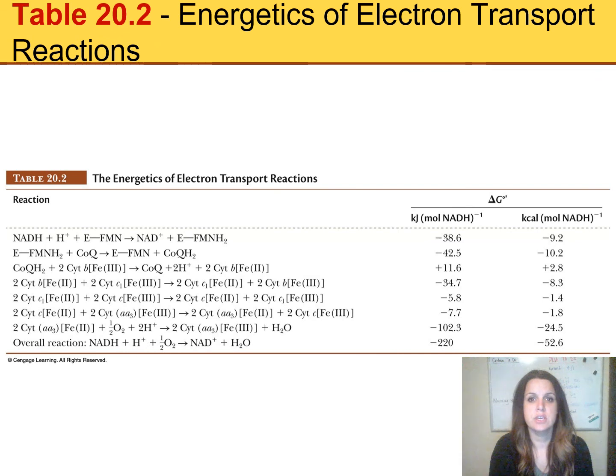I want to show you the energetics of electron transport in this table, and what you're going to see is that the majority are going to have a very negative delta G, or they're going to be very exergonic.